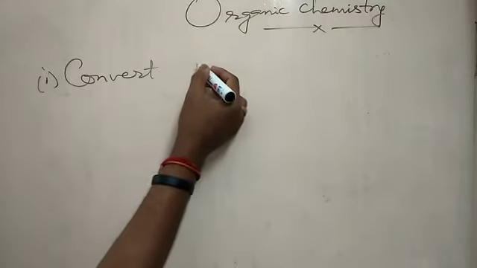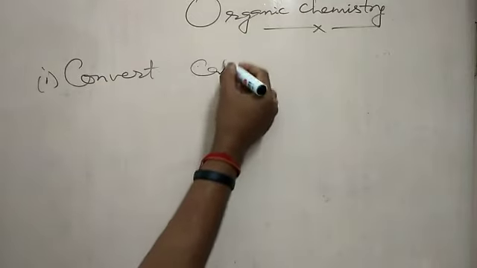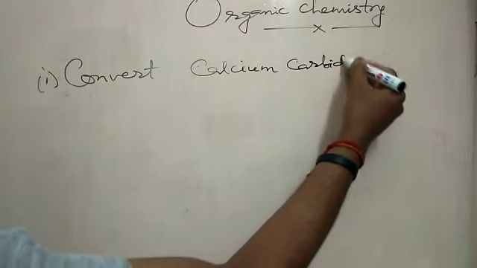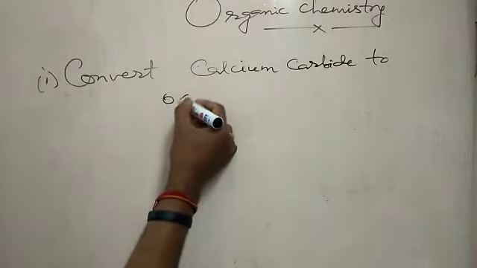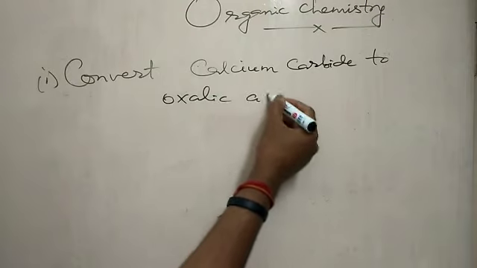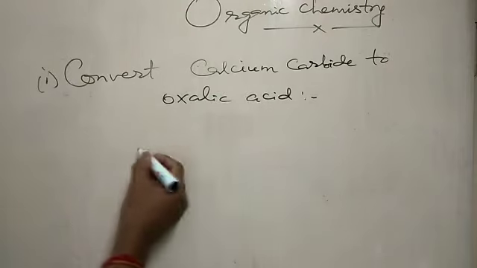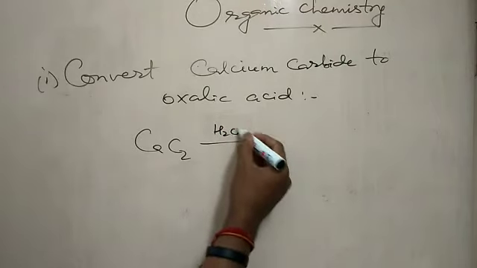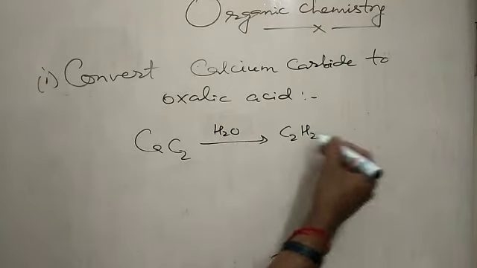Next is convert calcium carbide to oxalic acid. Calcium carbide is CaC2. When it is treated with water, we get acetylene, C2H2.